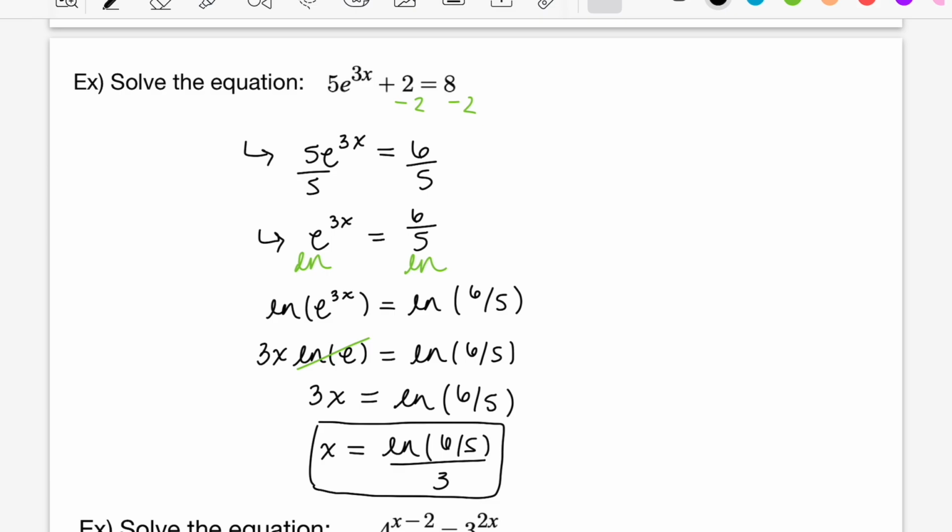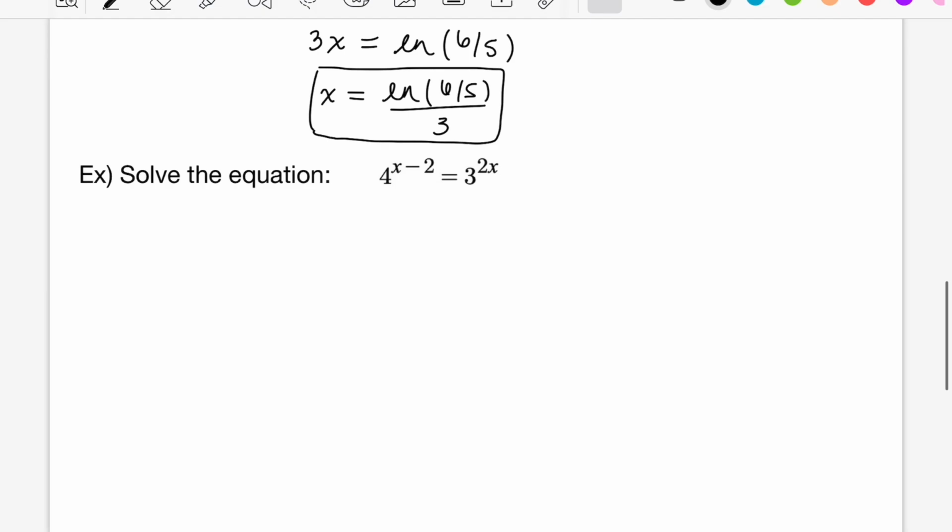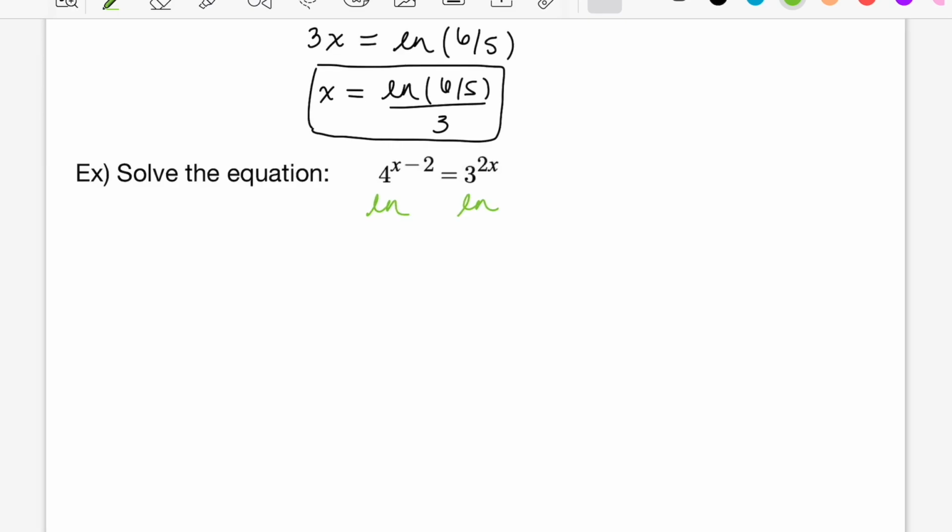All right, let's look at another example. We want to solve this one here. The first thing we'll do is take the natural log on both sides. So we'll get ln of 4 to the x minus 2 is equal to ln of 3 to the 2x.